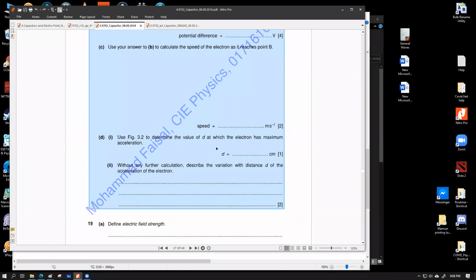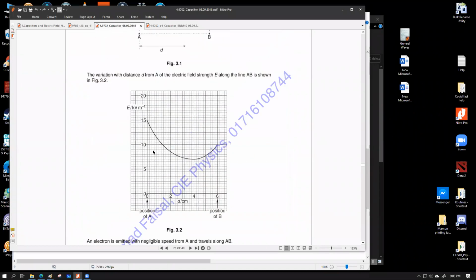Now look at the graph: where is the value of E largest? At which location within this 6 centimeter space is the highest value of E? 0 centimeters. Or we can say nearest to the charged particle A. Or you can say at the starting point of the journey.